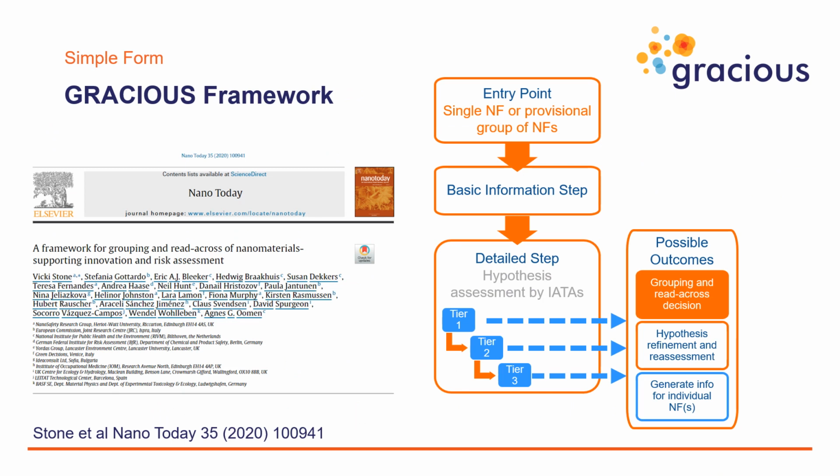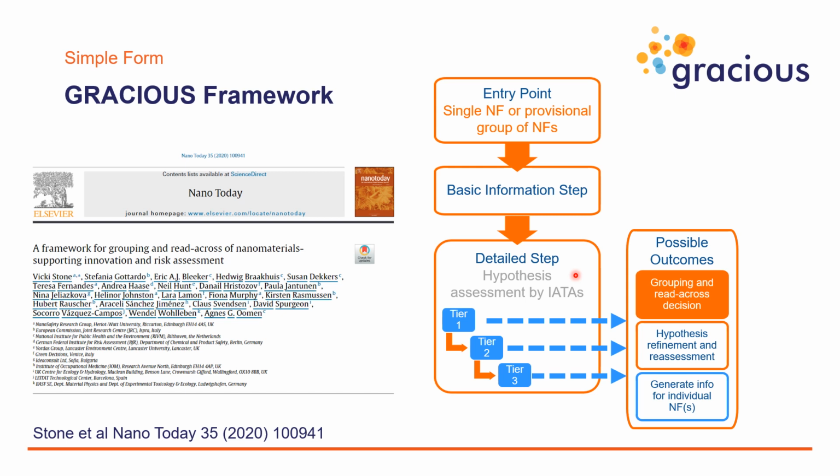So the framework was published in 2020 in the Nano Today journal. This is a simple diagram as an overview of the framework. It shows how you enter the framework either with a single nanoform for which you'd like to know if a group exists that this nanoform can be inserted into, or a provisional group of nanoforms that you would like to assess the hazard of and share data in between. You then collect some basic information on these materials that allows you to generate a grouping hypothesis. This is required by the REACH regulation.